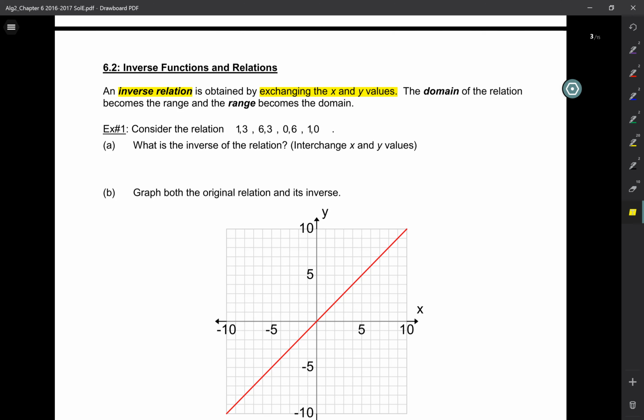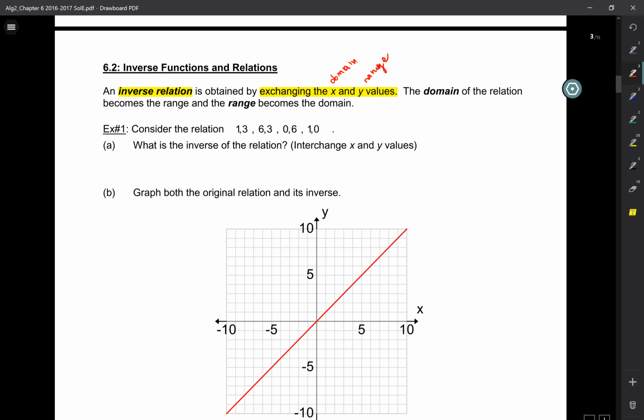Now, when we have our function, and if you want to look for the domain of the function, you scan horizontally for all the x's, right? So the domain is always associated with the x's. And if you want to find the range of a function, you scan vertically and you look for all the y values where there is a graph. So the range is associated with the y values.